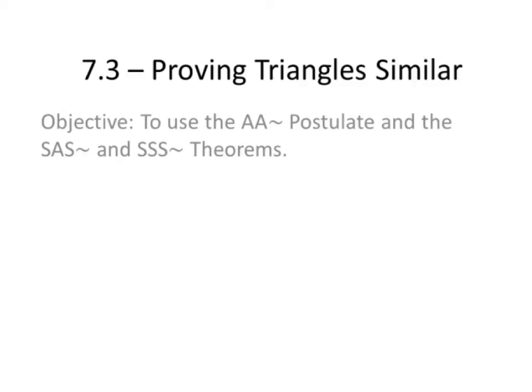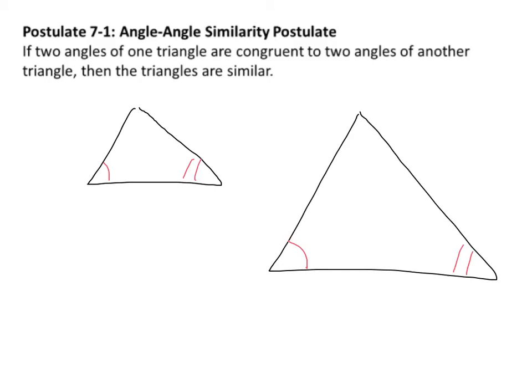7.3, proving triangles similar. So just like we have shortcuts to proving triangles congruent, we also have shortcuts to proving triangles similar. And that's what we're going to go over today. However, when we're talking about similar triangles, we're talking about proportional sides and congruent angles. Proportional sides, not congruent sides, proportional.